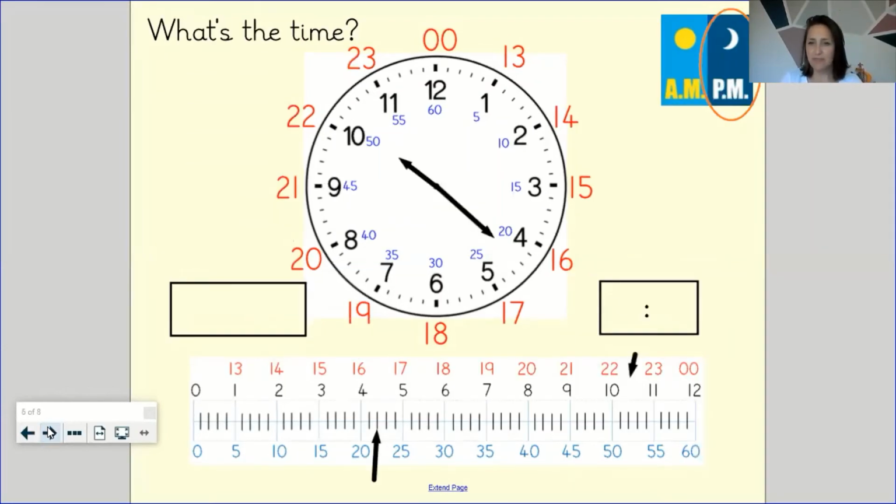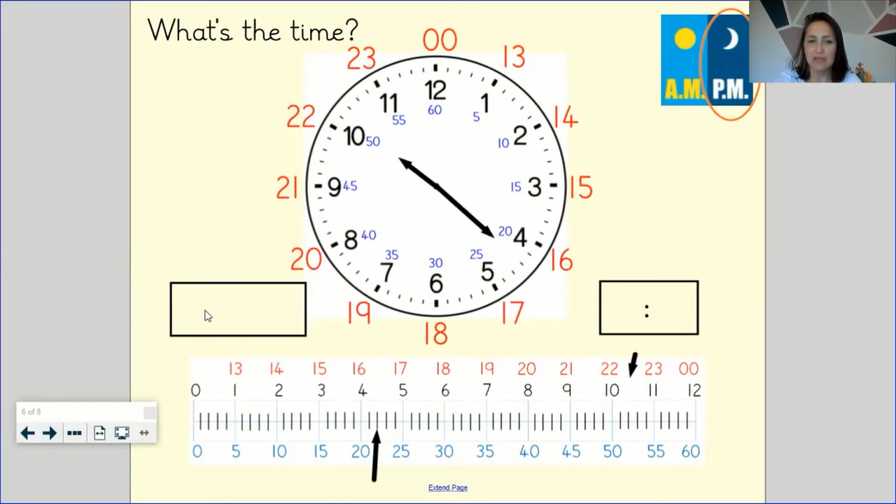Finally, have a look at this one. Pause the video if you need to. And then we'll talk through it together. So the hour hand is pointing between the 10 and the 11. The hour is 10. Okay, so we can see it between the 10 and the 11. But we know it's 10 PM because it's circled up here.